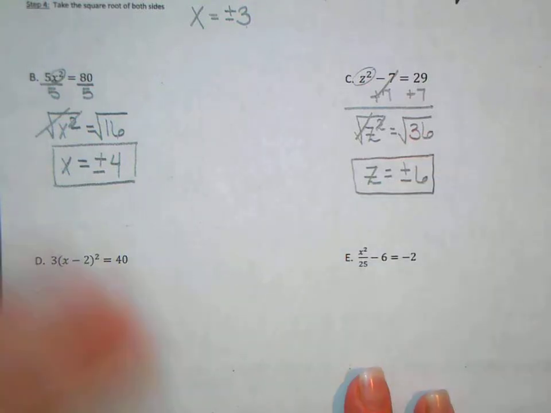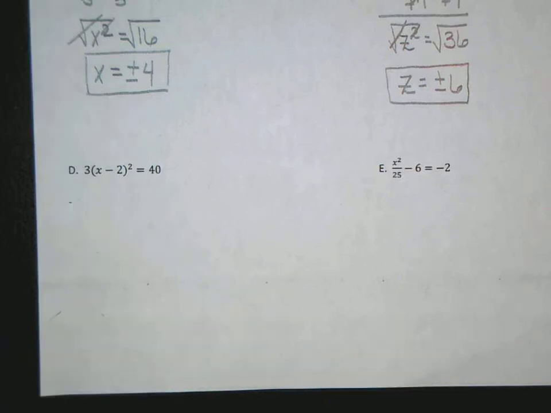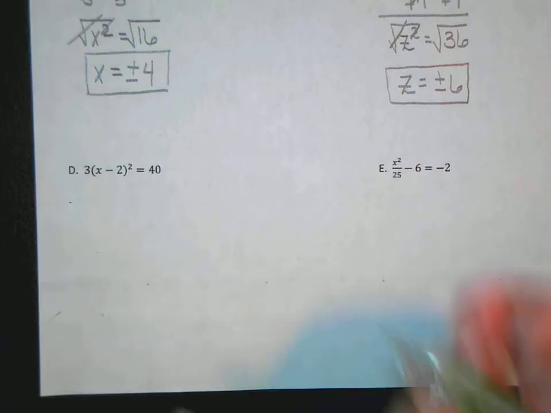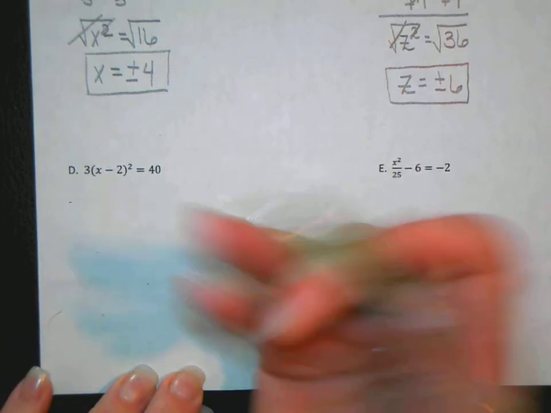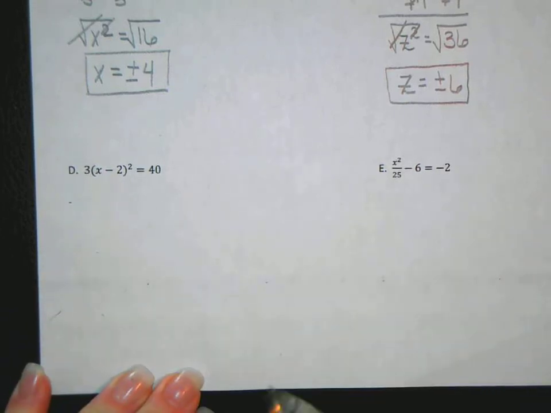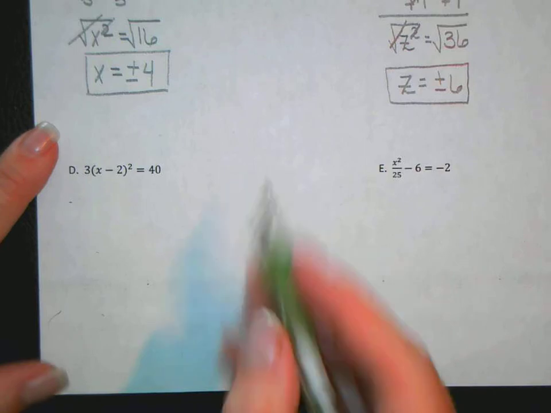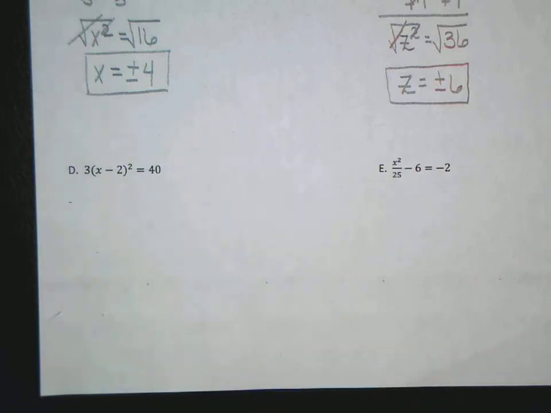All right, now if you look at D, it's a little bit different. This one we have multiplication. This one we have a square on an entire set of parentheses. Well, the good news, you guys, is it's not any different. You're still following the procedures. And no, you do not need to FOIL this one. Can you? Sure, but it's a whole lot more work.